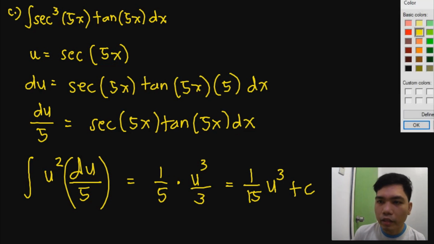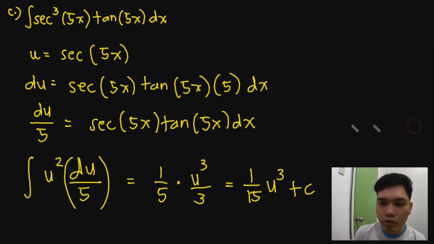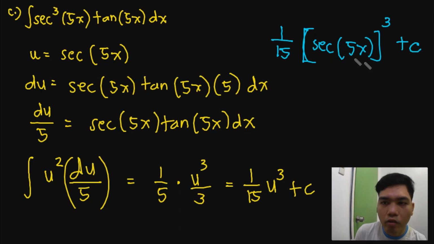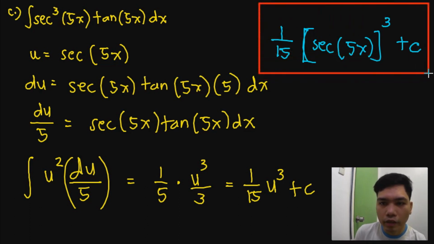So finally, rewriting it back to your original equation, our answer should be 1 over 15, and then of course secant of 5x, raised to its cube, and then you add the constant of integration. So this is supposedly your final answer.